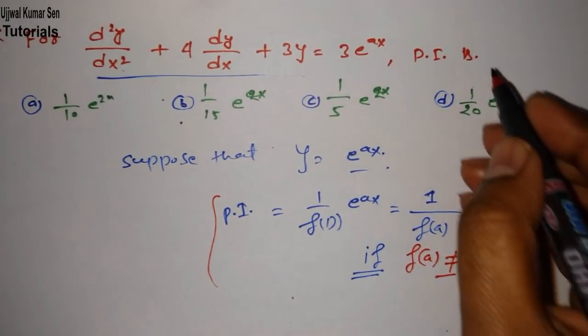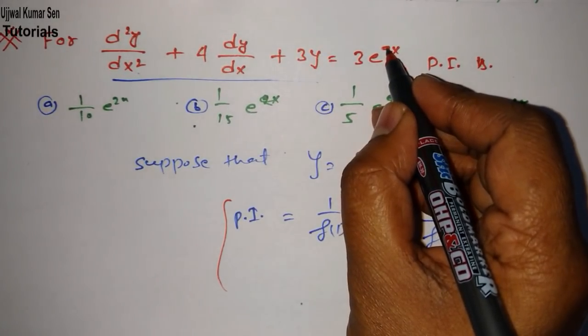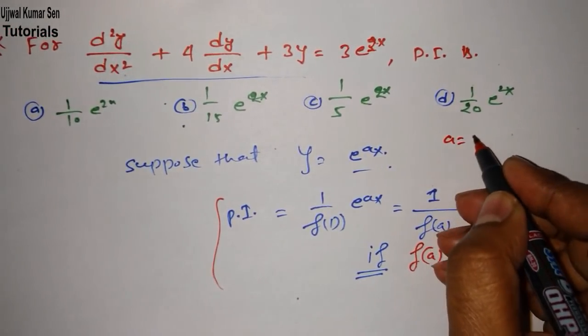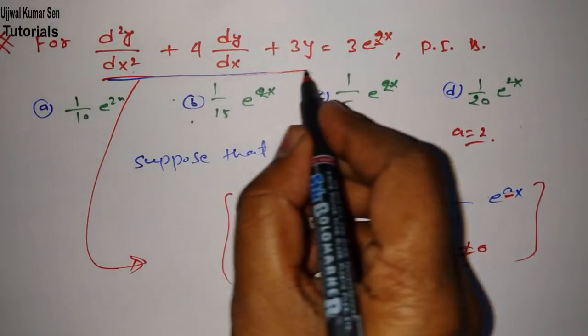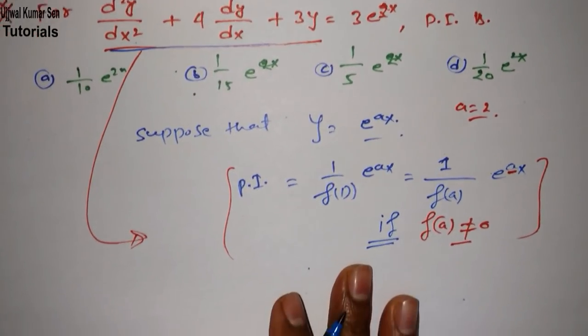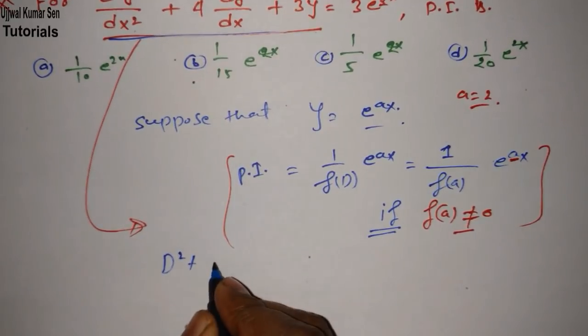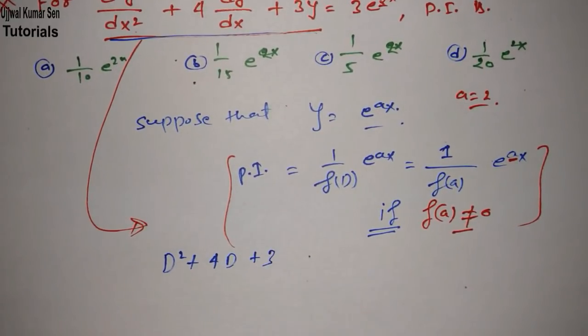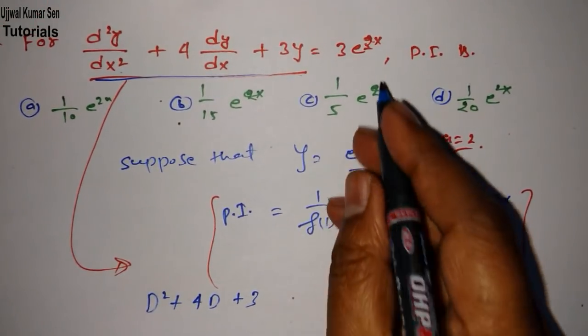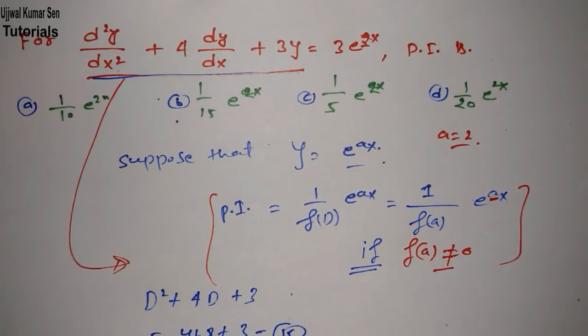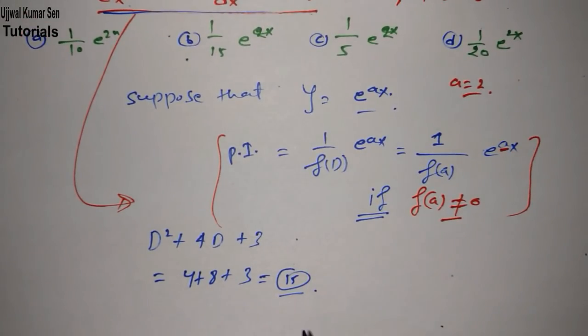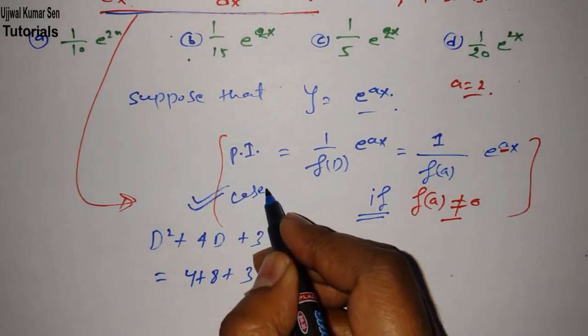Now in place of a, what we have given, I think in the question we have given 2, so a is equal to 2, right? Now just let me write this equation in auxiliary form. Auxiliary equation we can say. So what is it? D square plus 4D plus 3. If I put a is equal to 2 here, then what value will we get? 4, 8, 3 is equal to 15. That means it's not 0, right? 15 is not 0, so it's not equal to 0. That means we can follow this case in this question.